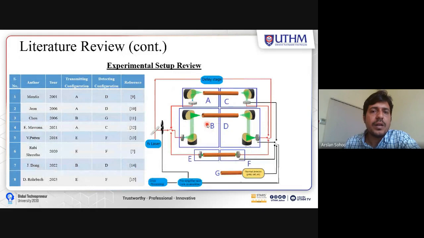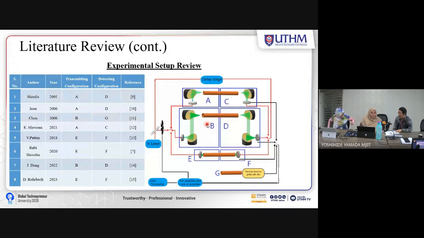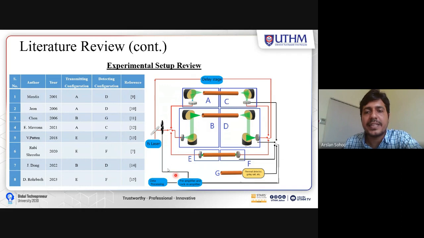For the experimental work, different scientists have used different techniques for the measurement. So these are the waveguides, and this is the terahertz spectroscopy setup, showing how we can measure and characterize the waveguides. You can see different configurations. This is the femtosecond laser, and these are the emitters, the detectors, the mirrors, and the reflectors. And these are different configurations proposed by different scientists in the literature review.